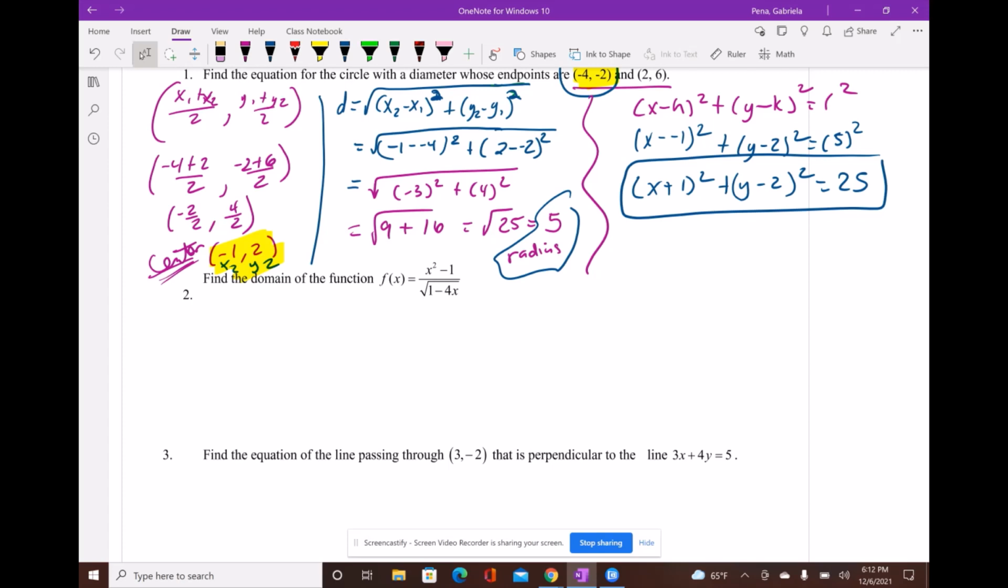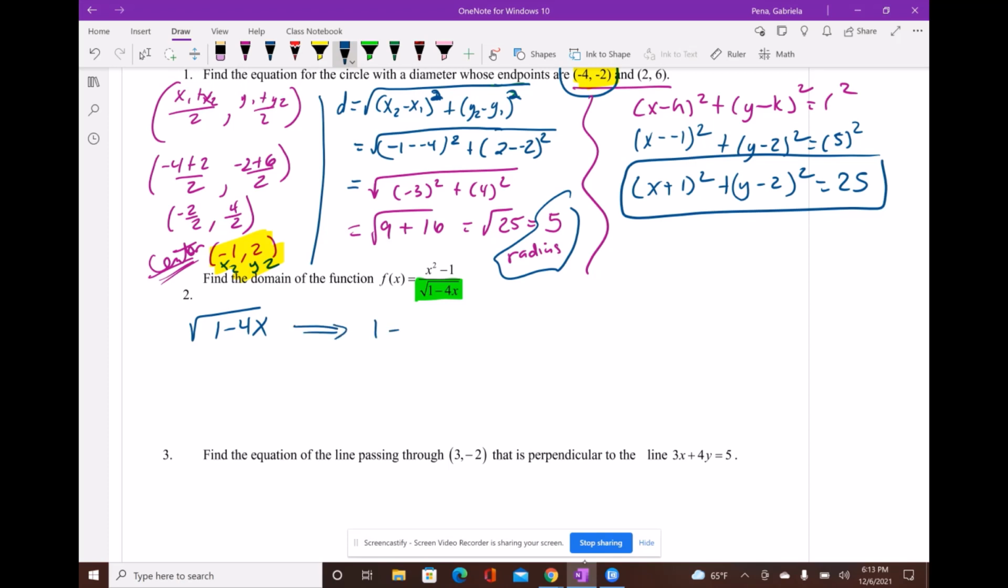Number 2, we're looking for domain. Domain, when it comes to a rational function, the only thing you're concerned with is your denominator. Now, my denominator has a square root of 1 minus 4x. When we're talking about the denominator, it should never be what number? 0, because if it's 0, it's undefined. But also, because it's inside the square root, your number can never be what? Negative. So it cannot be negative, it cannot be 0.